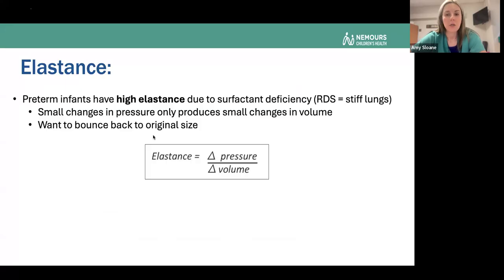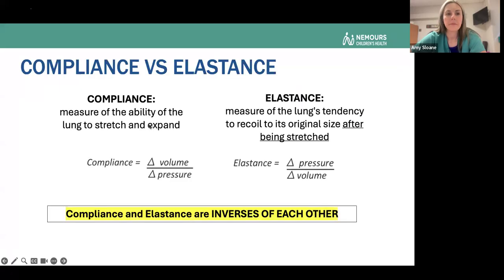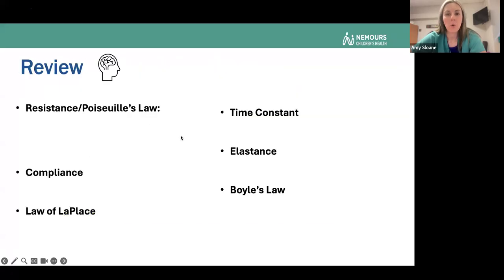So again, just to illustrate the point that compliance and elastance are inverses of each other. And then just to quickly summarize our definitions and equations. Resistance, or Poiseuille's law, is directly proportional to viscosity and length of the airway and inversely proportional to the radius to the fourth power.